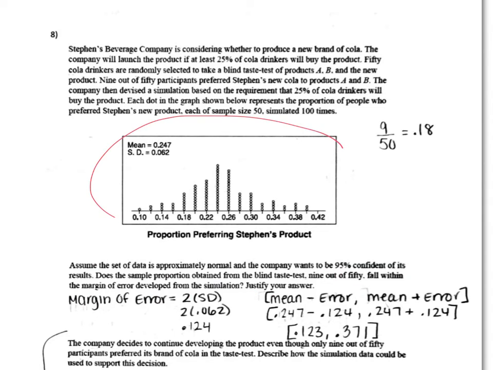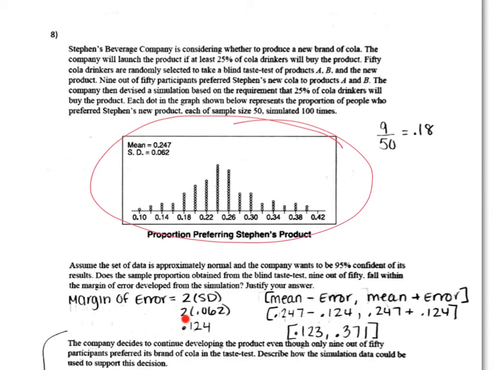So I'd like to draw your attention now to the simulation. I need to find the margin of error from this simulation. They give you a mean and a standard deviation. When they give you a standard deviation, the margin of error is simply 2 times the standard deviation. So if we take 2 times 0.062, we get approximately 0.124. This is the margin of error.